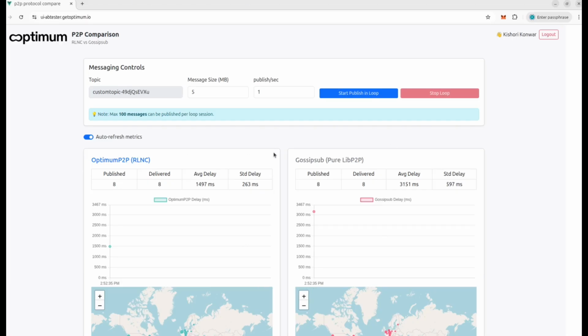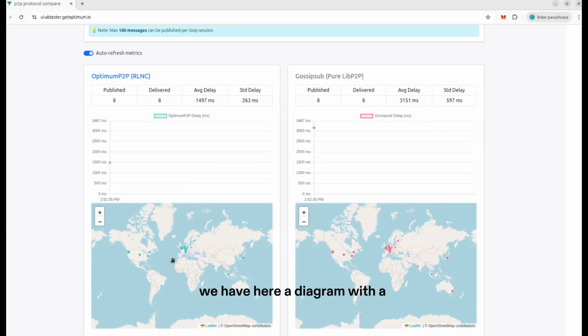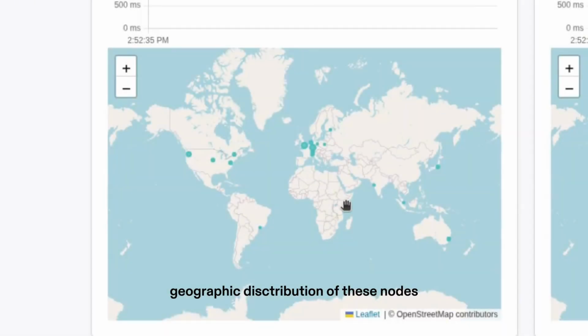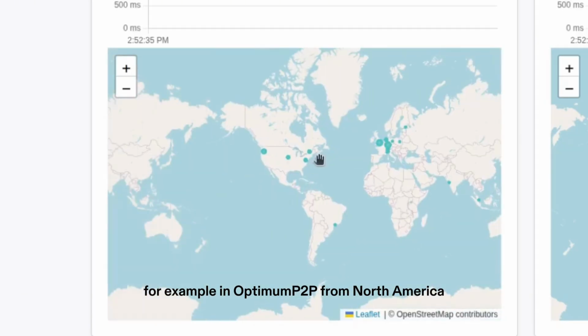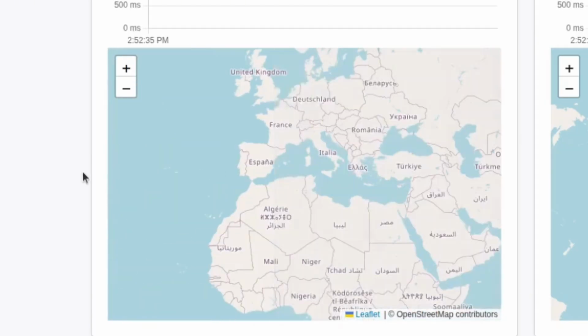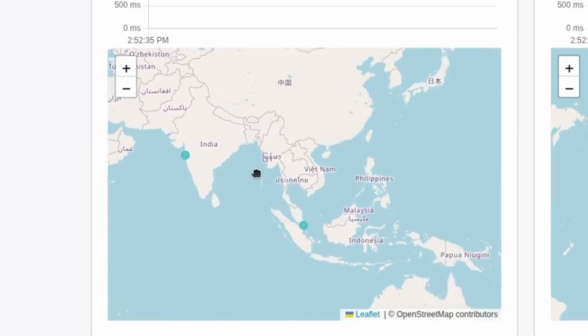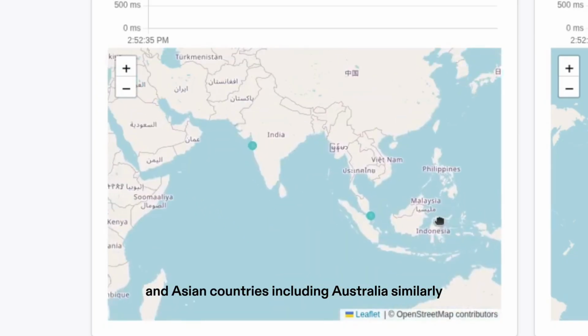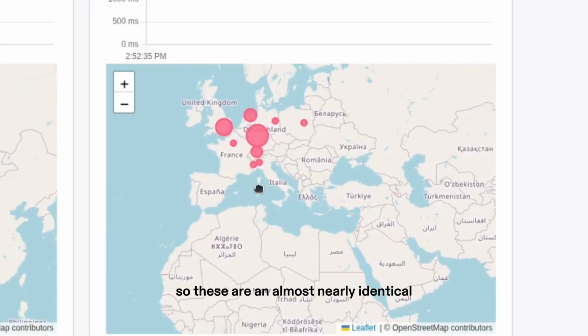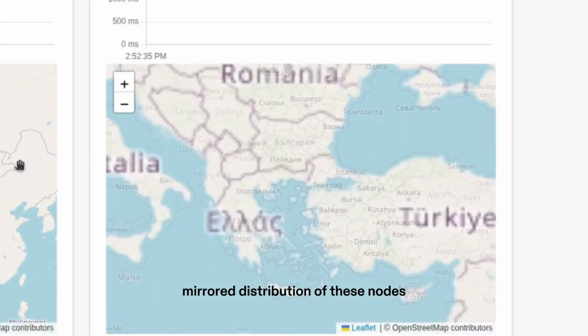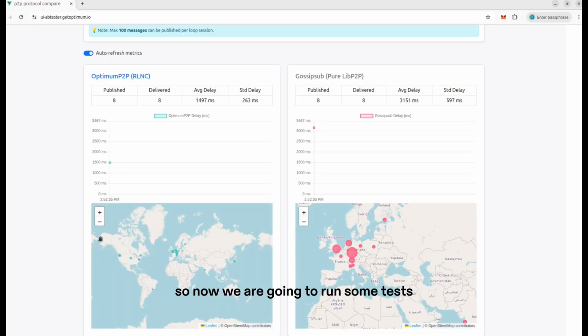For example, here we have a diagram of the geographic distribution of these nodes. For Optimum P2P, we have nodes in North America, Europe, and Asian countries, including Australia. Similarly, we have another set of nodes for GossipSub. These are nearly identical distributions of nodes. So now we are going to run some tests.